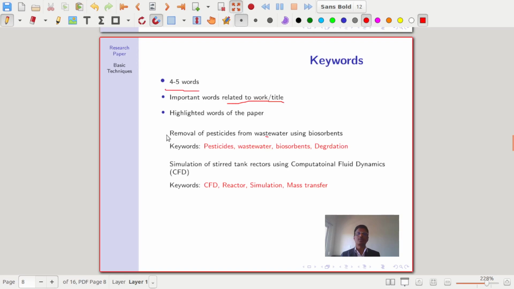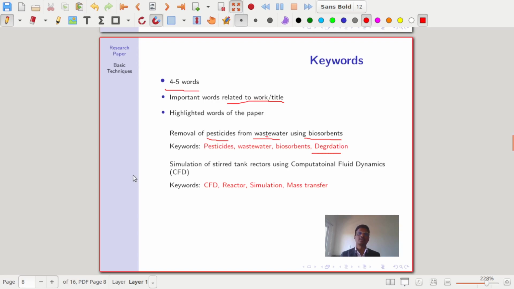Removal of pesticides from wastewater using biosorbents. So pesticides, wastewater, biosorbents are the keywords which are seen in the paper title, but removal of pesticides is nothing but degradation. Also you can add that as another keyword.